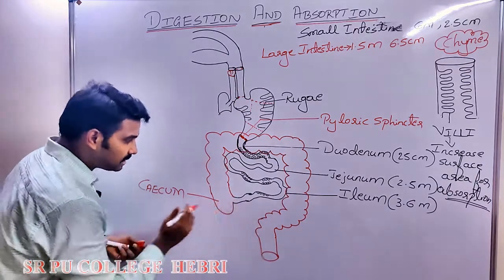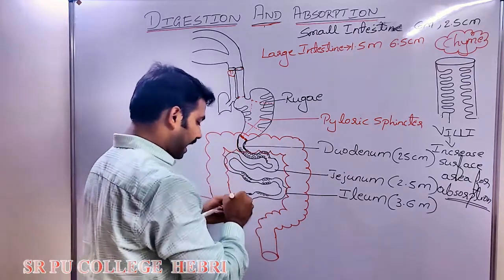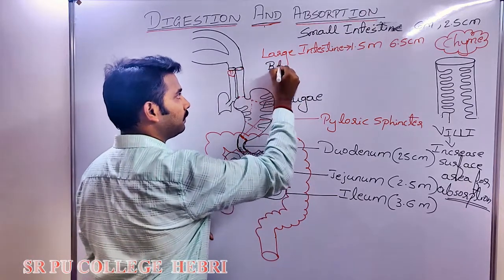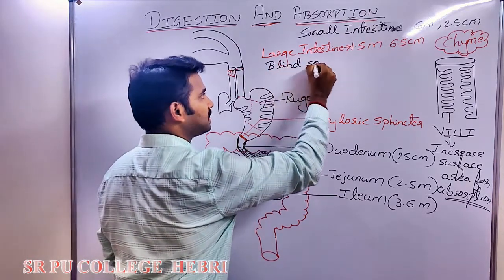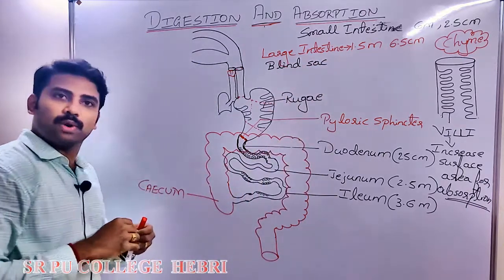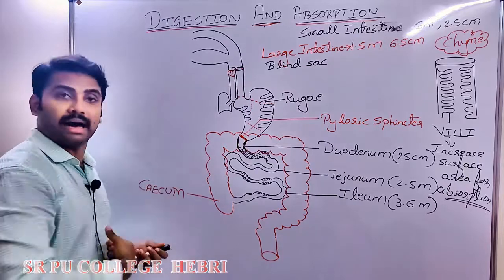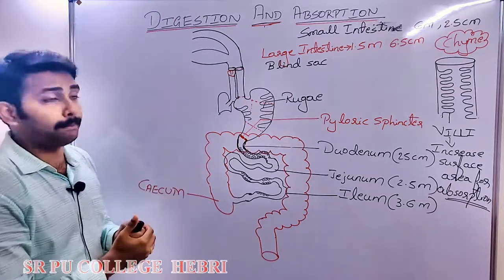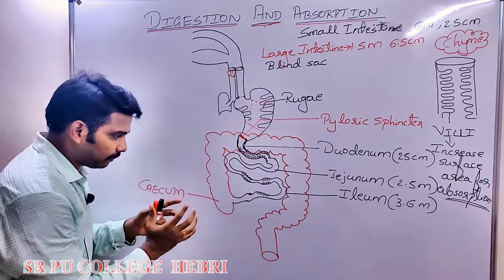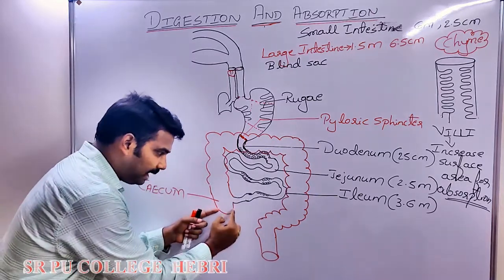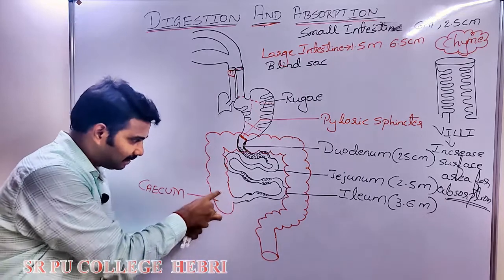C-A-E-C-U-M. Okay. This cecum is referred to as a blind sac. Cecum is called, I will write the point here, blind sac. I am going to use this word again and again in many areas while discussing the anatomy. What do you mean by blind sac? Blind sac means a sac or a pouch-like structure where one end is almost closed, another end is open.